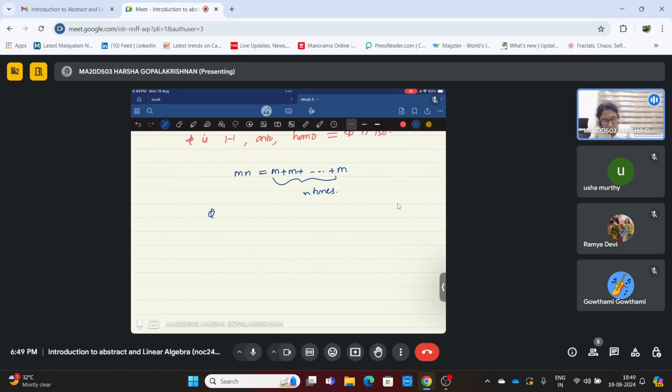So phi is defined from Z plus to R plus dot. Here we have the addition operation. So for phi of mn, what we need inside this is the addition: m plus etc. plus m. How many times should it be there? n times, because n times m we are multiplying. Now, given phi is a homomorphism, what should be phi of m plus m plus m plus etc.?